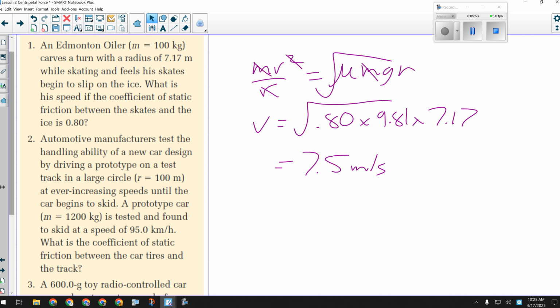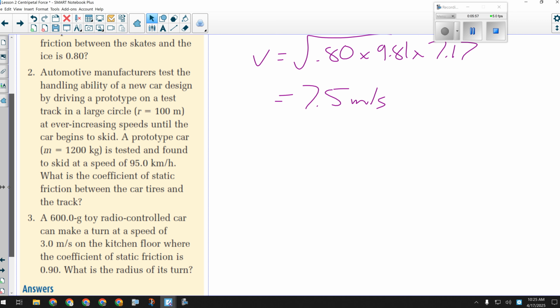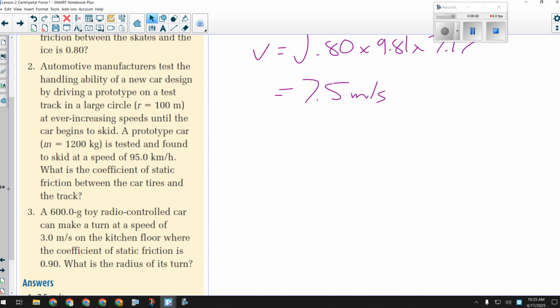All right. And then for question number 2, we have the automotive manufacturers testing the handling ability. Okay, we're looking this time for the coefficient of friction. It's still an unbanked corner, so this is still true.